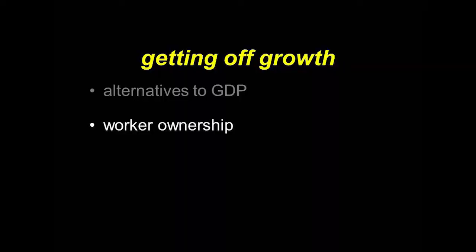We could probably have a way of life that's much more satisfying, even as we consumed less. But we're only going to get there if we start paying attention to those factors that make life more satisfying. Getting off growth is probably going to also require worker ownership.